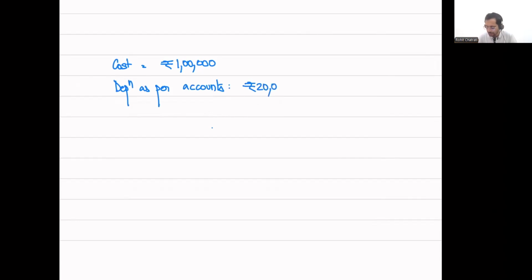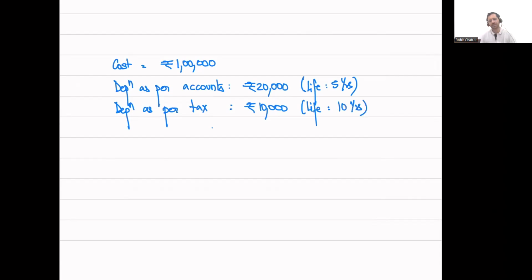As per accounting, we have a useful life of 5 years. So my depreciation for year one is equal to 20,000. Let us say depreciation as per tax is equal to rupees 10,000. If depreciation is equal to 10,000, I'm assuming life is actually equal to 10 years. I'm assuming straight line basis for tax also. So depreciation is actually equal to 10,000.